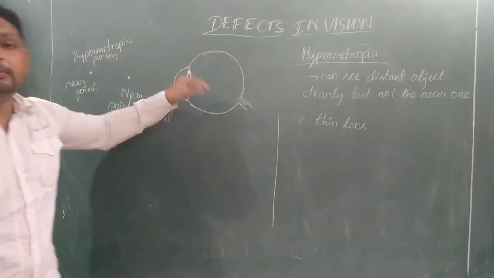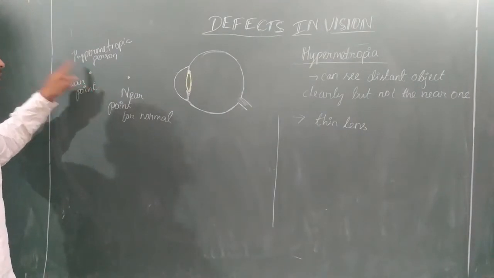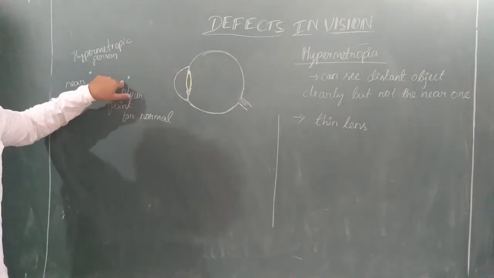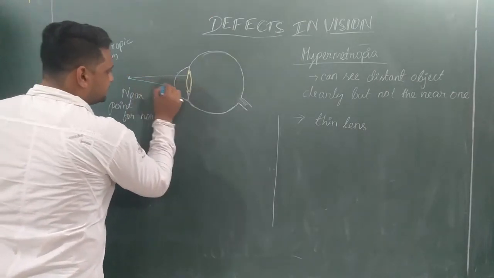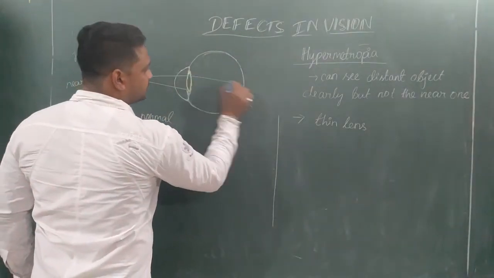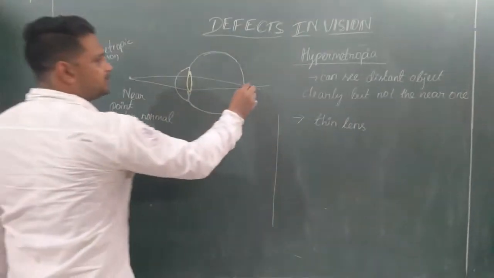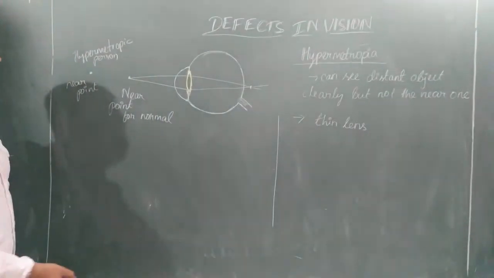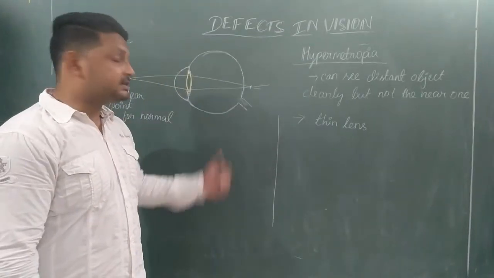If a person is suffering from hypermetropia, he can see the object if it is at this distance or farther. If an object is kept nearer than this, like here, he cannot see it. Why? Because in this case the image formed is beyond the retina. The image will be formed here, and as there is no screen there, the eye cannot detect the image. So this is the problem.